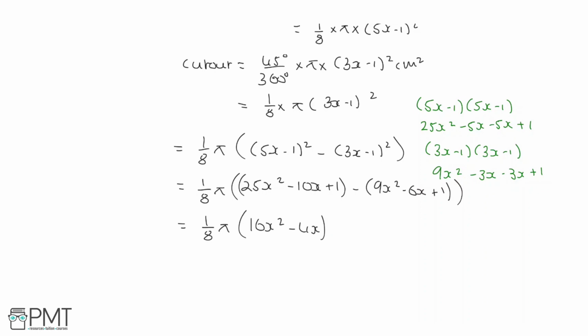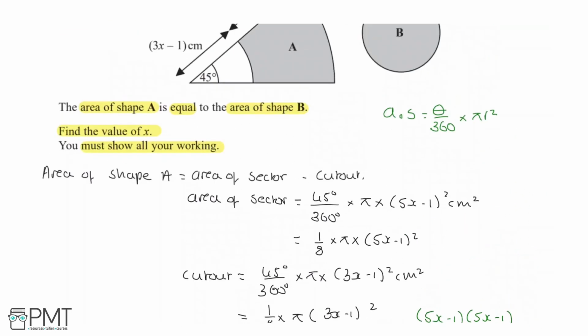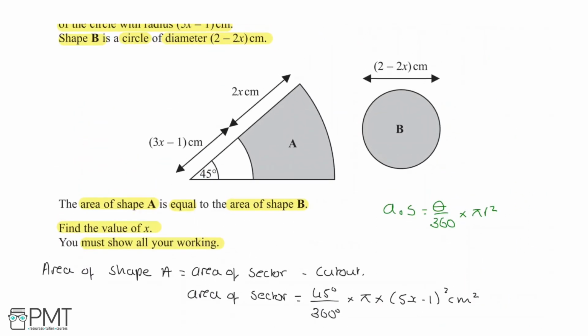Now, we are going to find the area of shape B. The area of shape B is just going to be the area of a circle. So area of shape B, we know it's going to have a diameter of 2 minus 2x.